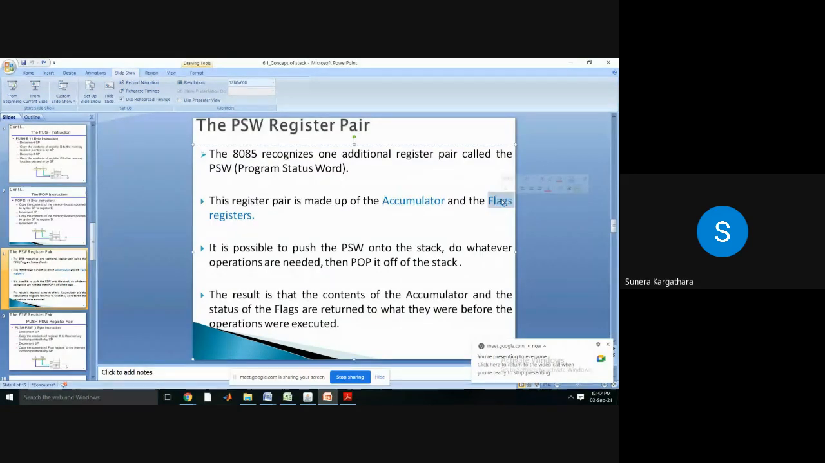So combined it will make a 16-bit register pair, but generally, students, just like we say BC, DE, HL pair, we don't say AF register pair, right? It is not the AF pair, it is PSW, program status word. So the concept of program status word should be clear to everyone. That program status word is nothing but the accumulator and flag register pair.